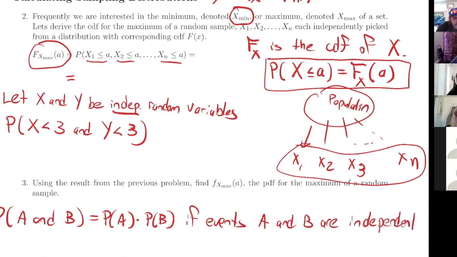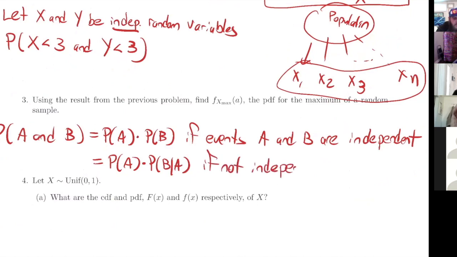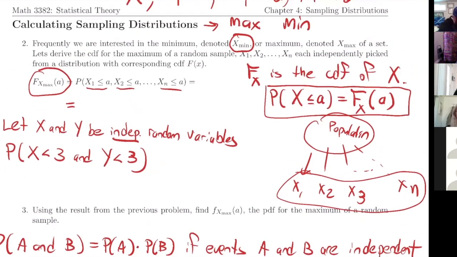So we don't want to forget all of the work we did last month. If these things are independent, then we have this multiplicative rule. And if they're not independent, then we have to be more careful. But for us, we're told that each of these observations is independently picked from the population.